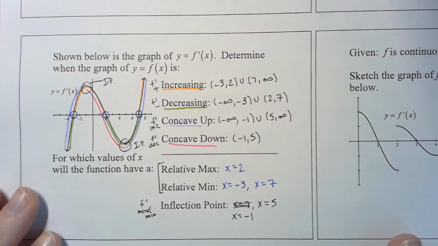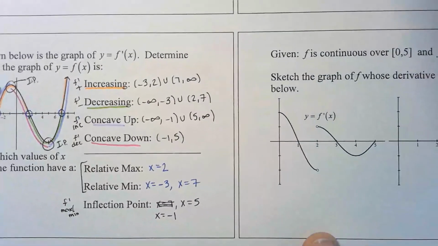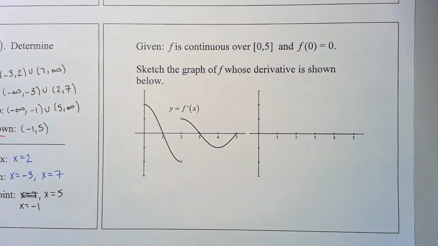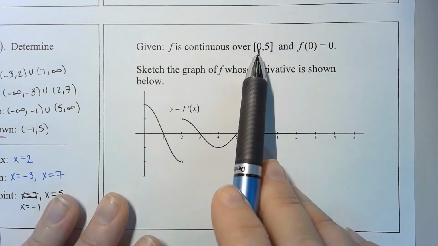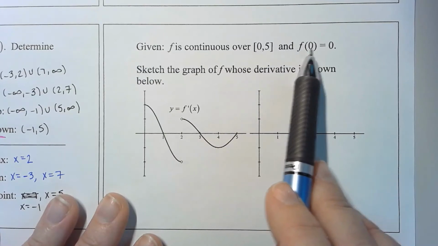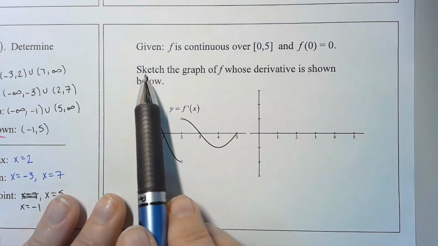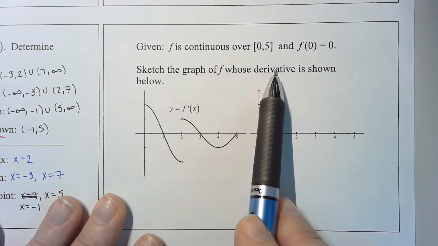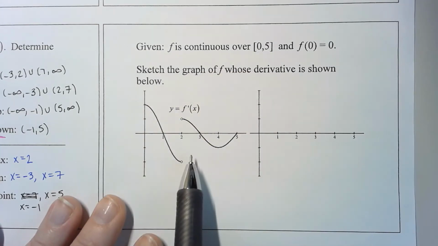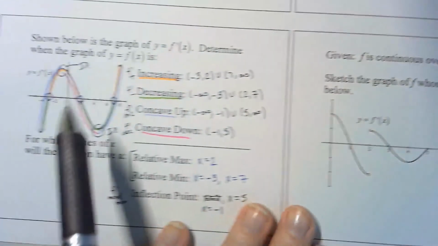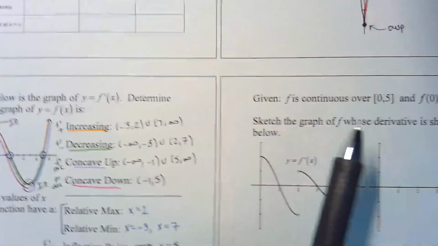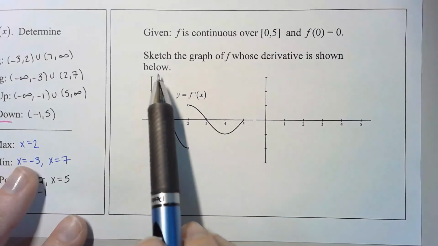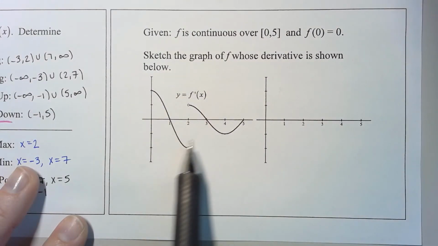Let's take a look at this last one. Same kind of idea. Here, I'm saying f is continuous on the closed interval 0 to 5, and f of 0 equals 0. Sketch the graph of f whose first derivative is shown below. Right, so I'm giving you the first derivative, and I'm asking about the original.